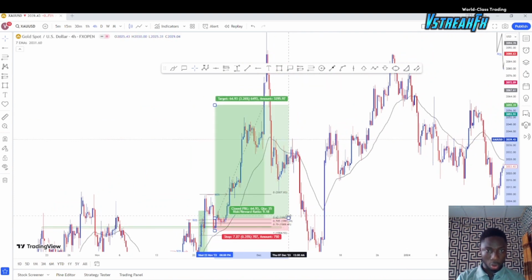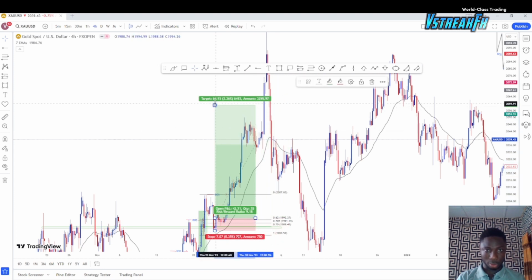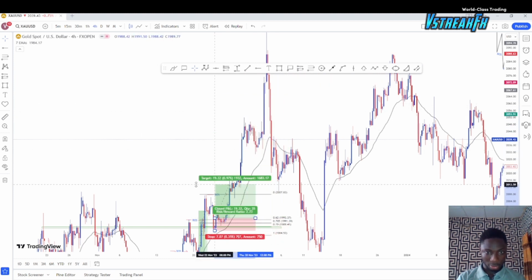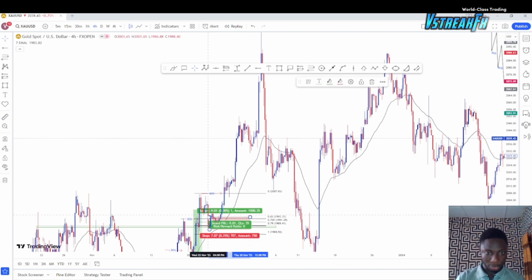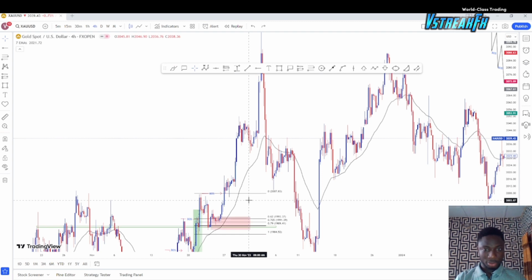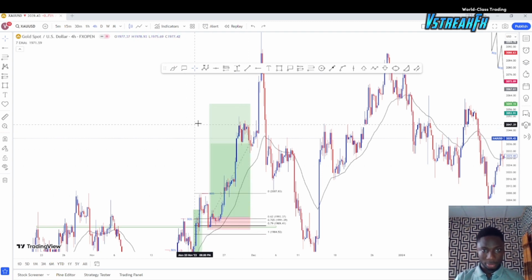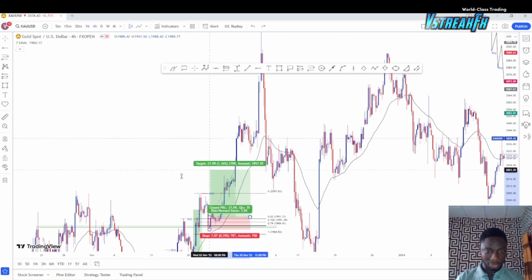This strategy works on any pair and on any time frame. But it's advisable to use it on the higher time frame to get an accurate result. Sorry. Trying to make sure we are calculating the risk to reward. Just a practical example.